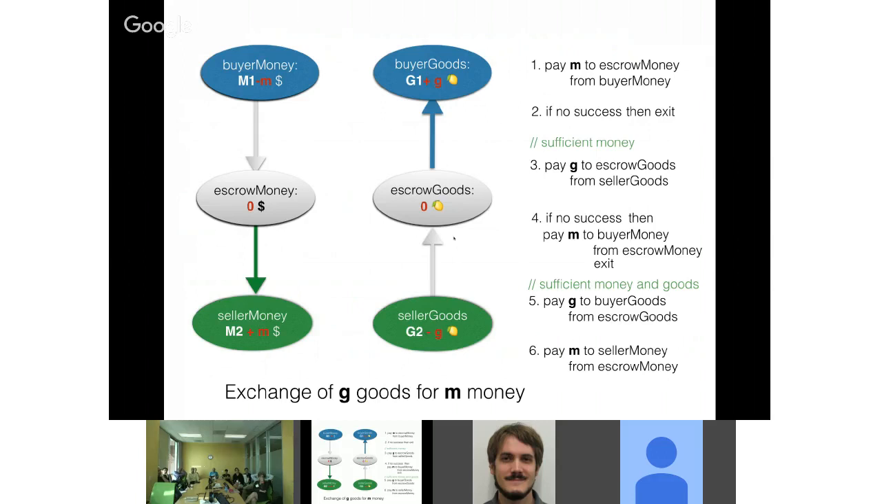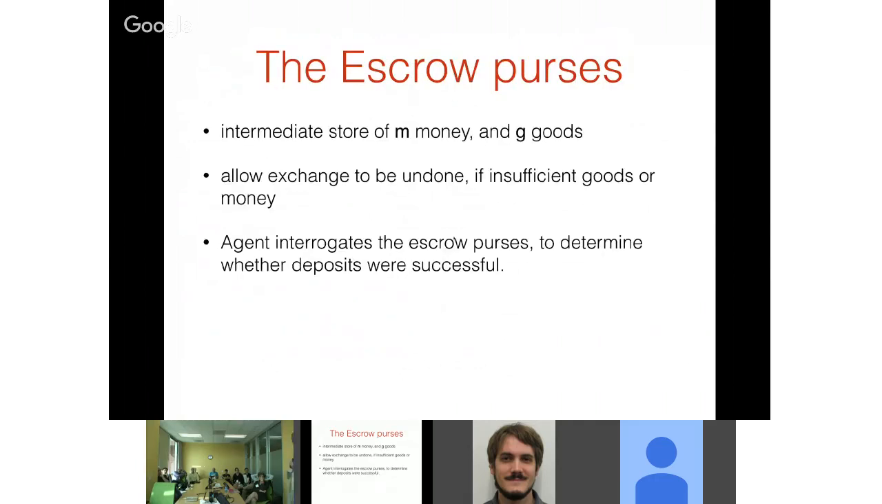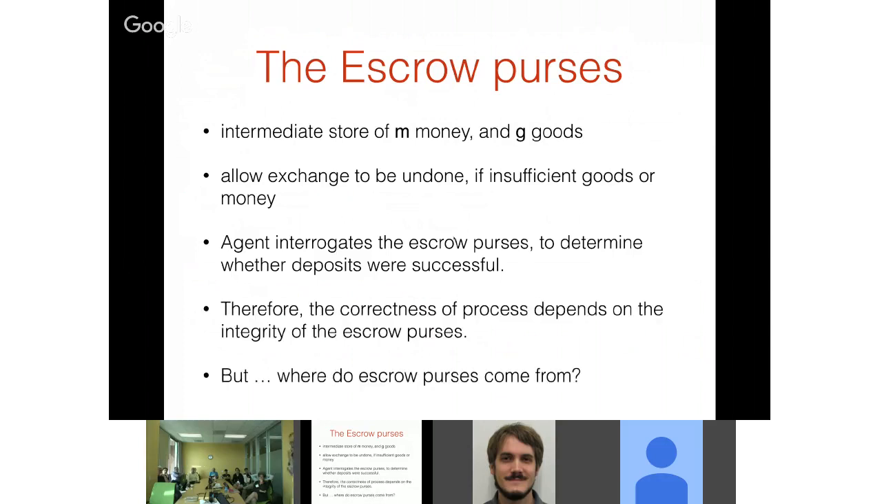And there are particular protocols that describe how you do this. So the important thing are those grey escrow purses in the middle, which are these intermediate stores. And they allow the exchange to be undone if there are insufficient goods. And our escrow agent needs to be able to interrogate the escrow purses to work out if it has in fact got the money, if it has in fact got the goods, to decide whether the transaction goes through or not. But the question is, well, where do the escrow purses come from? Where do the escrow purses come from?